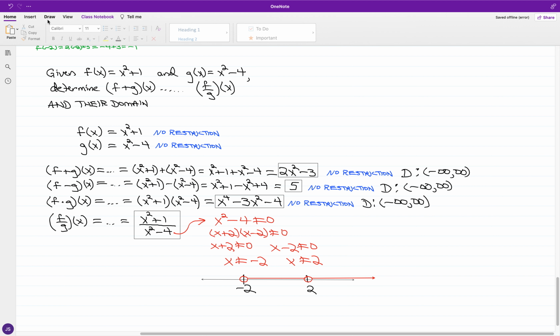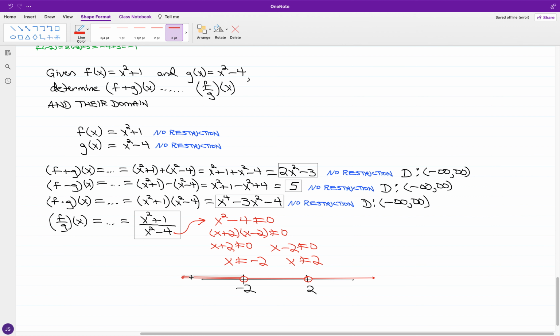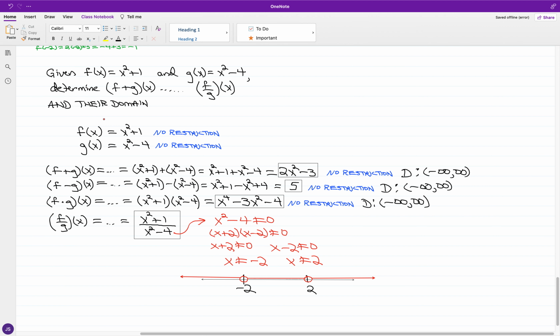I'm going to show you a quick case too regarding domain without having to do the other stuff like determining the resulting operational function outputs. Okay, so we got here.